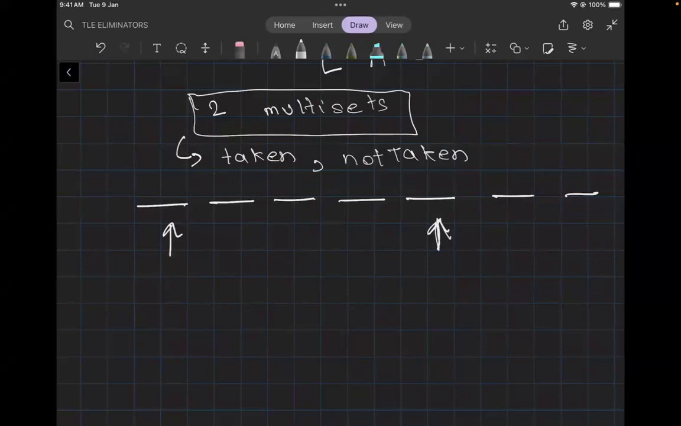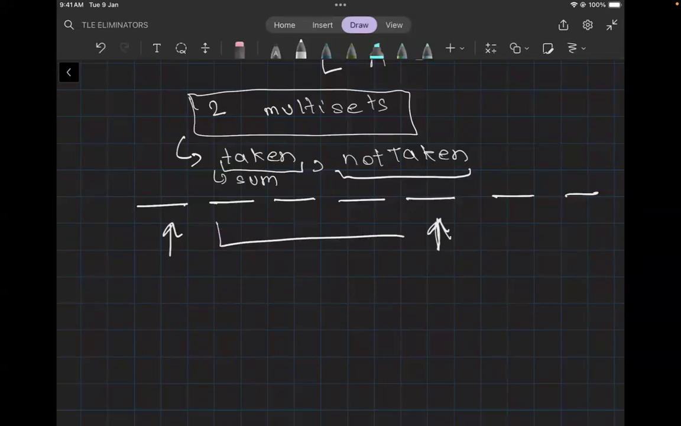Now you know the sum of elements of taken, right? And you know what elements are not taken. You calculated it for this, and now you just move this pointer here and you want to calculate it. So what do we do?